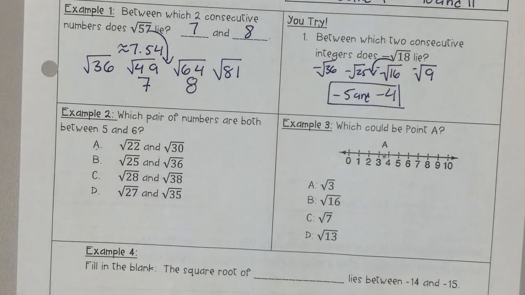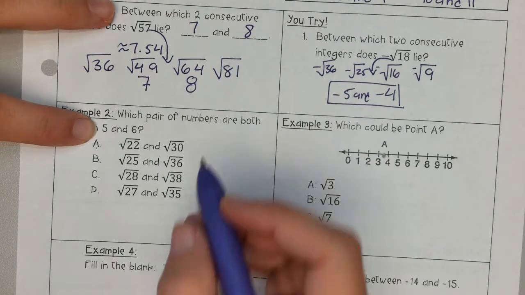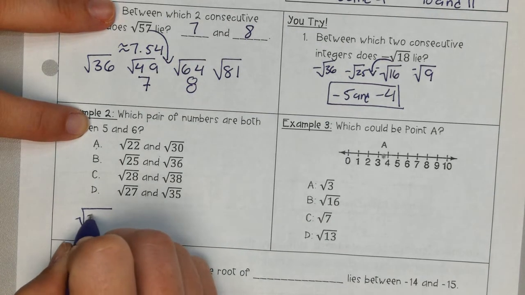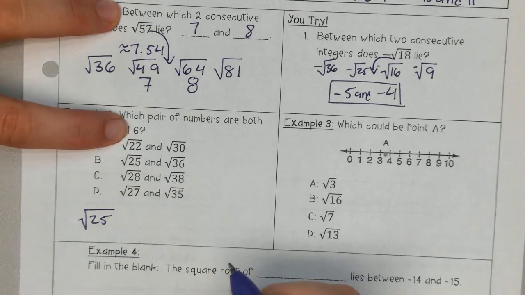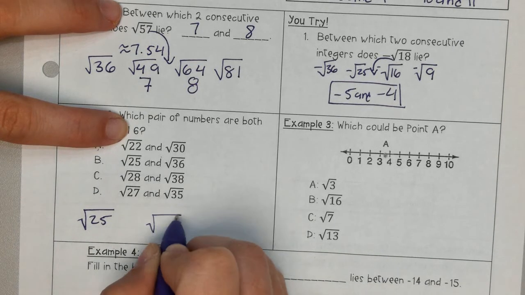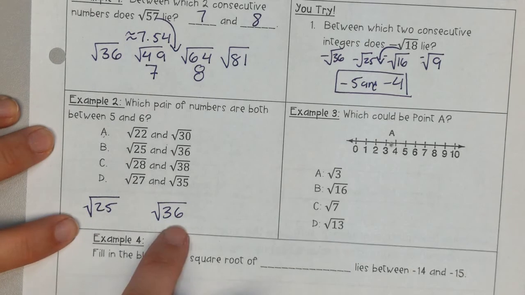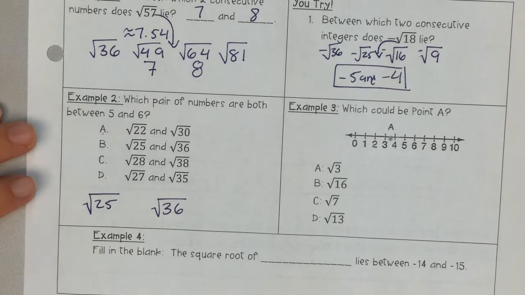Okay, example 2 says, which pair of numbers are both between 5 and 6? Again, you could use your calculator and find 8 different square roots. This one I do think it's a lot easier if you know your perfect squares. So, what's 5 squared? 25. So we want numbers between the square root of 25, which is 5, and what's 6 squared? The square root of 36. So I'm looking for numbers between 5 and 6. Rewriting them using perfect squares is the square root of 25 and the square root of 36.